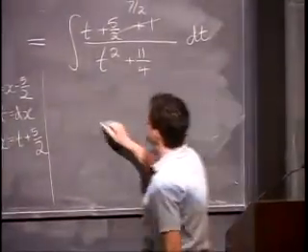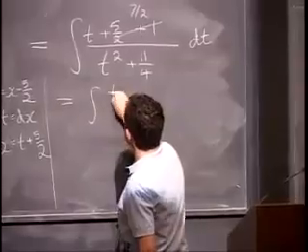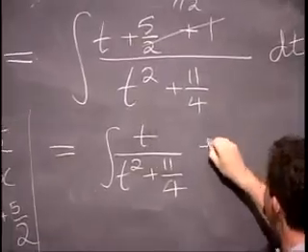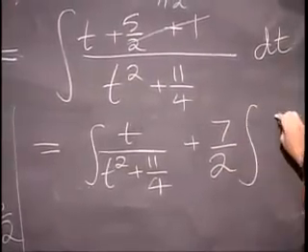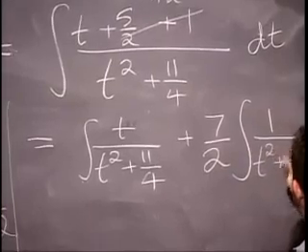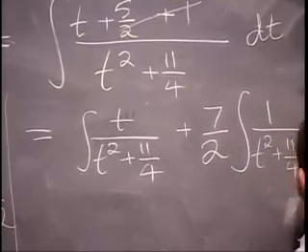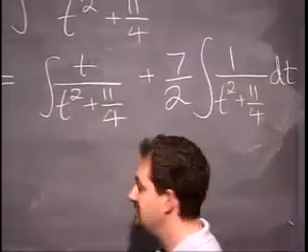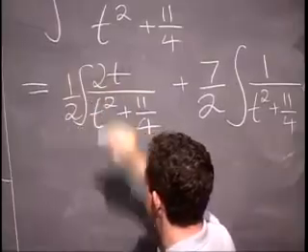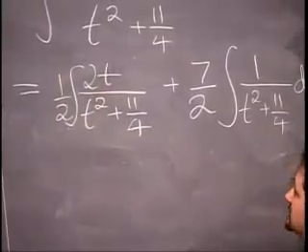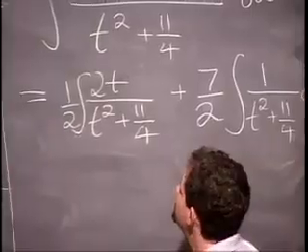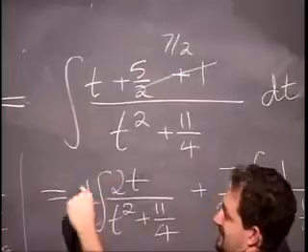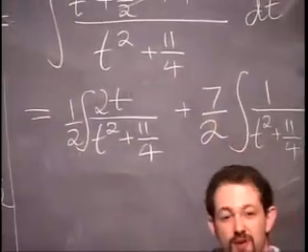Split it up. One integral is t over t squared plus 11 over 4. The other integral is 7 halves comes out times 1 over t squared plus 11 over 4 dt. In this first integral, I do the 2 1/2 trick. Now, it happened to just be t, but if for some reason I'd gotten 7t here, I would have pulled out the 7 first, and it would just be floating around. So it's always the 2 1/2 trick.